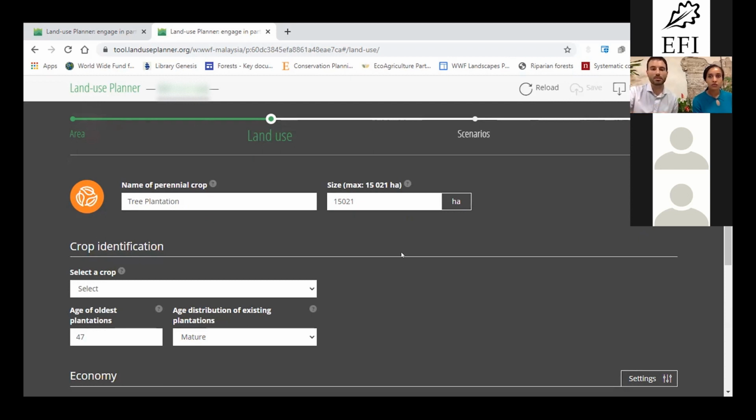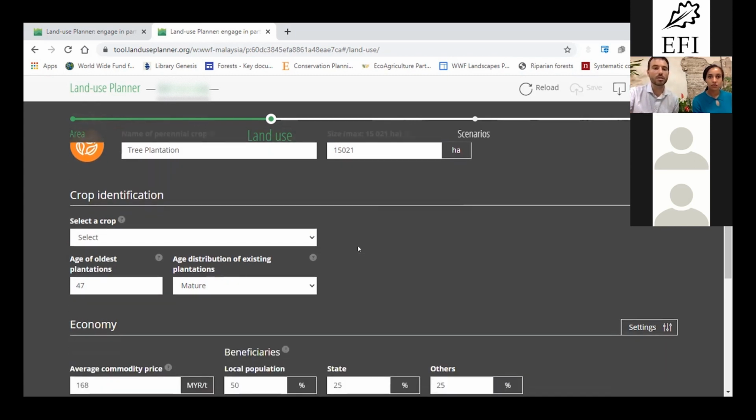And in this case, under economy, you will see that you have a yield profile. So you can really take into account the production of your timber. But I saw some issues there. So one issue I saw is that you've put the age of the oldest plantations as 47 years old.